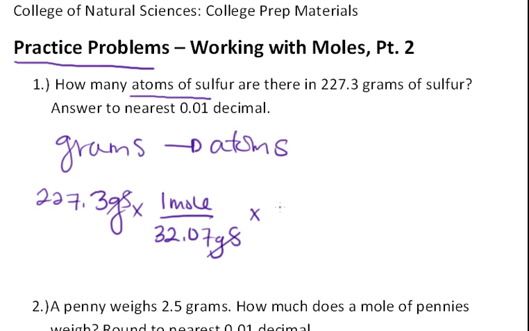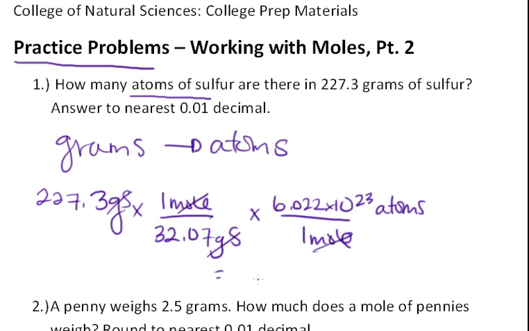That is where you can use Avogadro's number. If you multiply by that, 6.022 times 10 to the 23 atoms over 1 mole. Moles cancel. And that gives you 4.27 times 10 to the 24 atoms of sulfur.